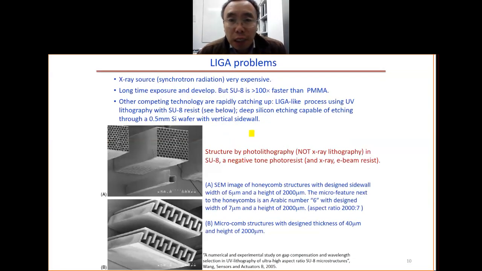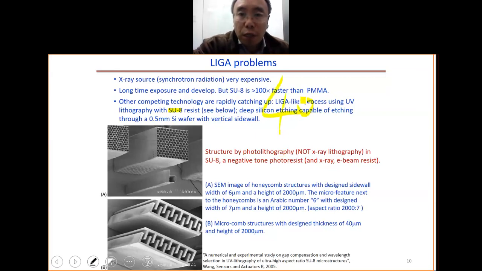But we know that even with those properties, X-ray lithography is not widely used. There are two reasons. First, in the late 1980s, another resist came out. That is the SU8 resist. So we can use normal optical lithography and this resist to give similar high aspect ratio structures. This is done by normal photolithography at 405 nanometer wavelength.